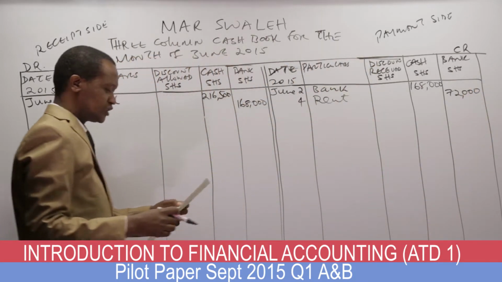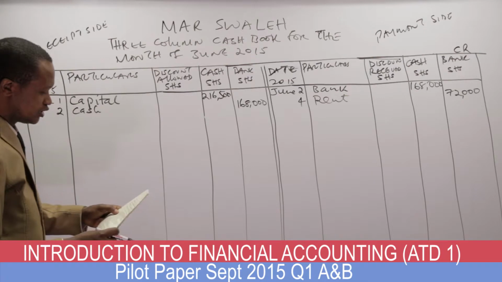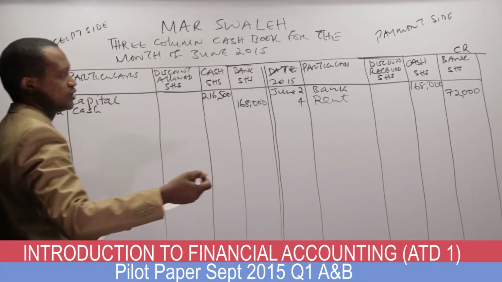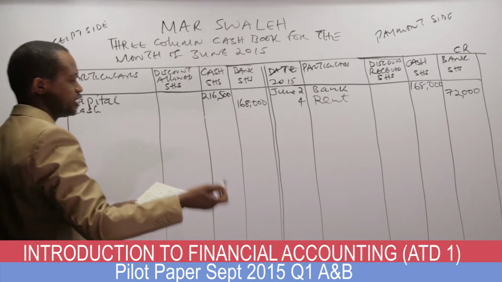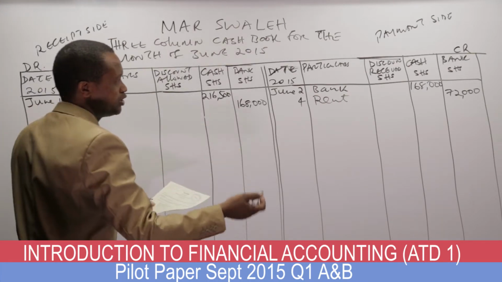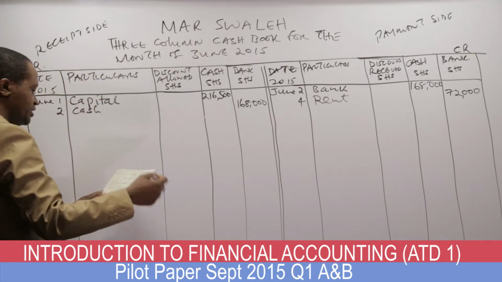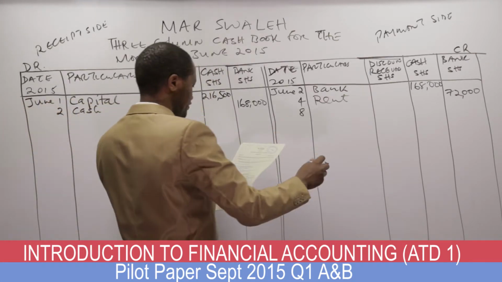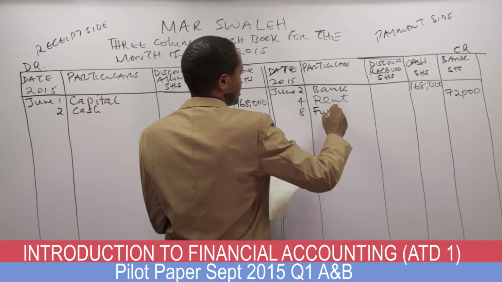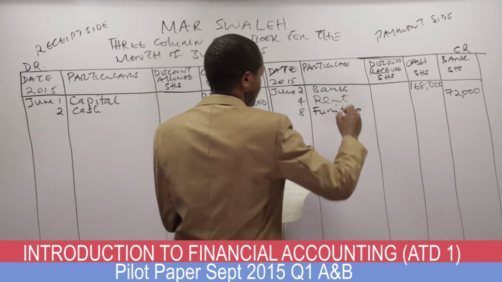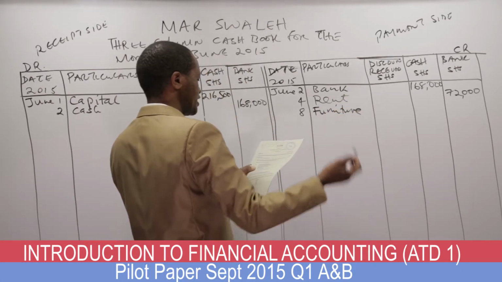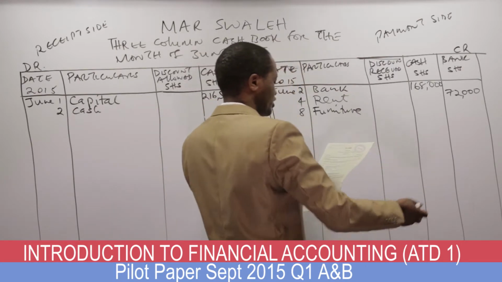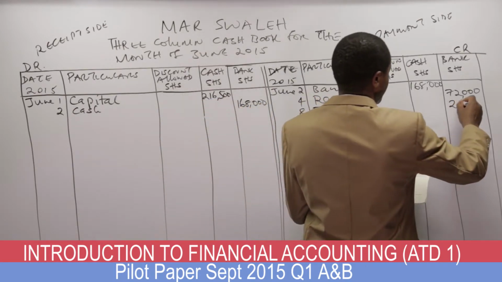We move to the next transaction, which is on 8th. We are told bought furniture by check. Is it a receipt or a payment? When you are buying, are you losing money or receiving money? This is a payment. On 8th, furniture was bought, so we record furniture. Was it by cash or by check? It was by check. If it is by check, you record under the bank column. The furniture is 24,000.